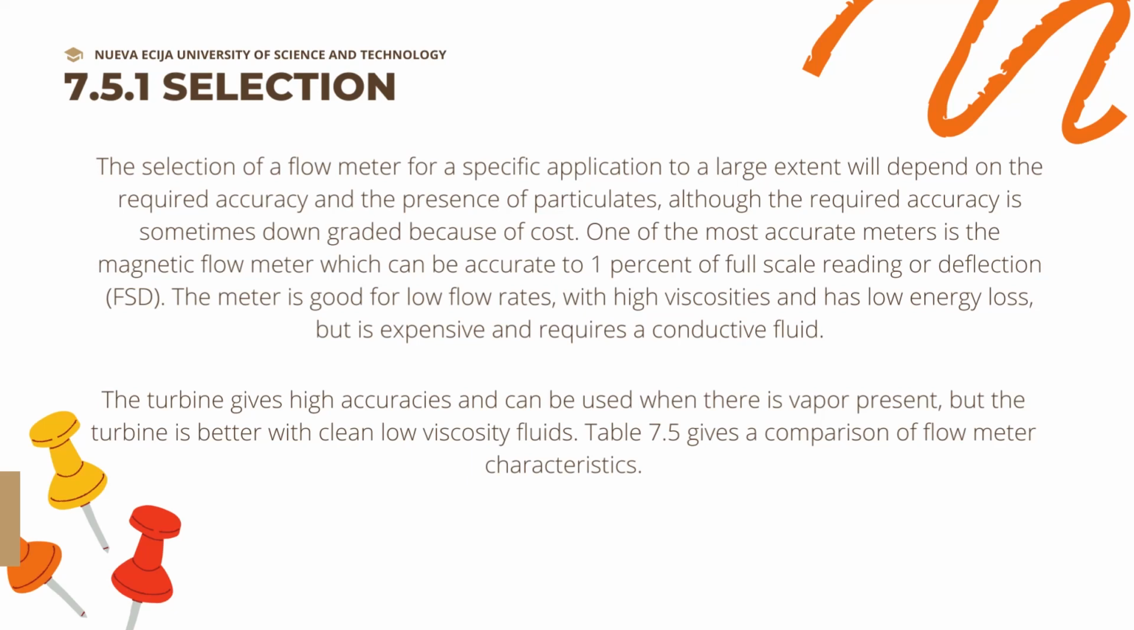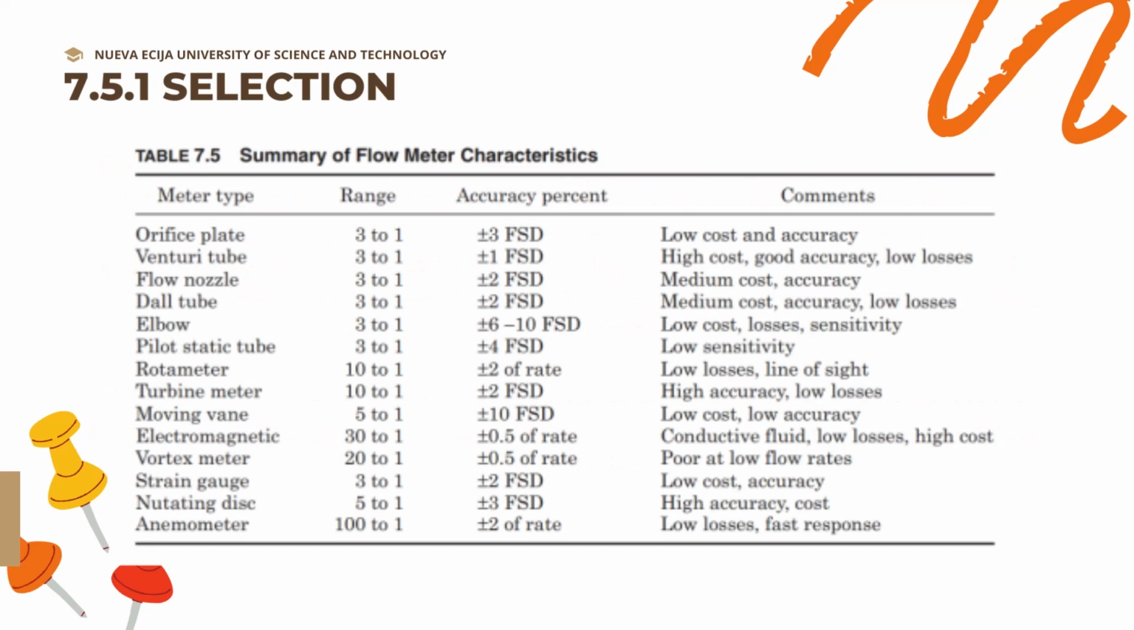The turbine gives high accuracy and can be used when there is vapor present, but the turbine is better with clean, low viscosity fluids. Ito yung table na nagbibigay ng comparison ng mga flow meter characteristics.